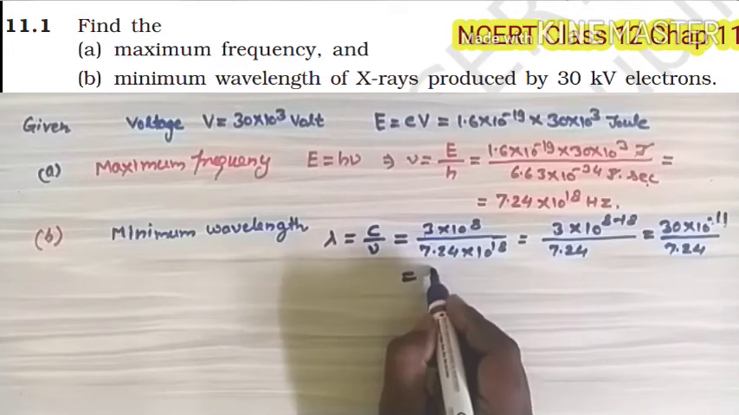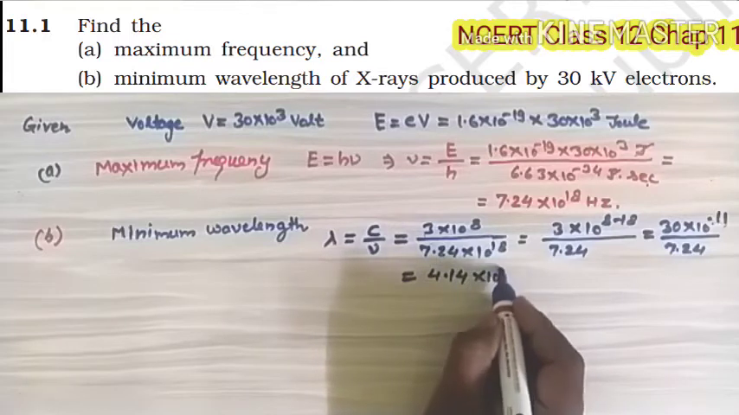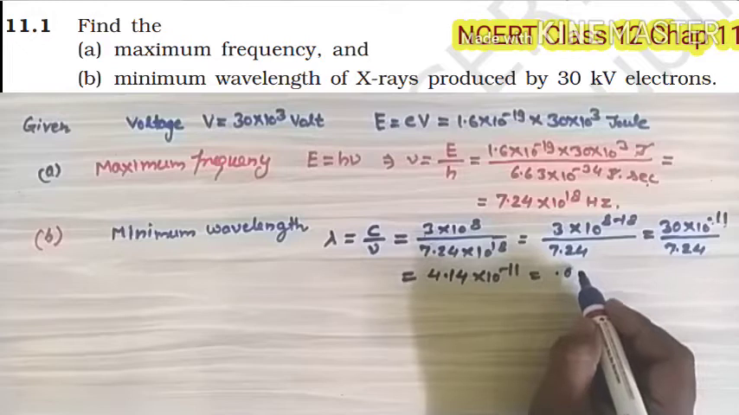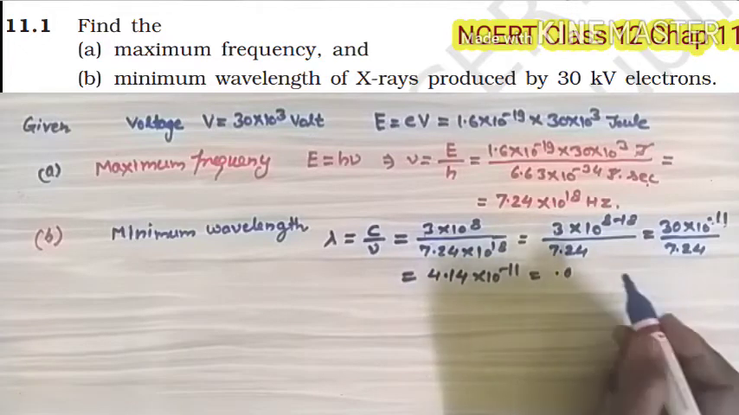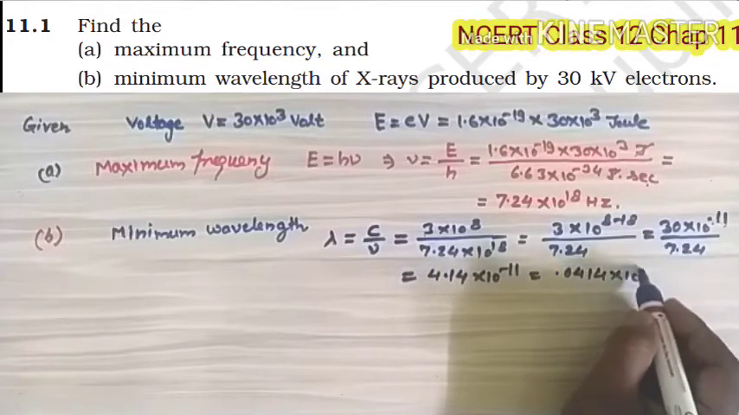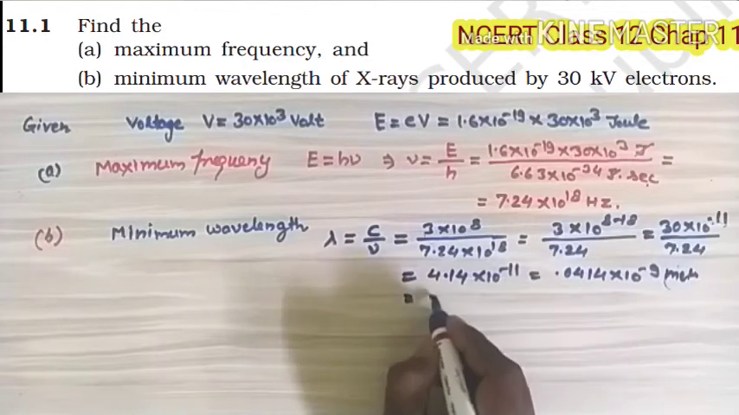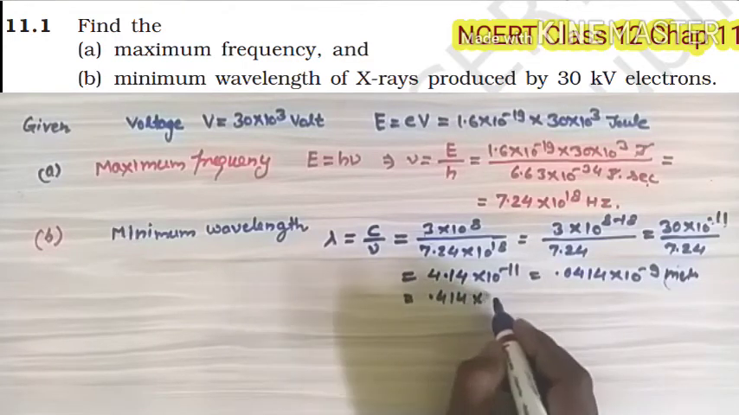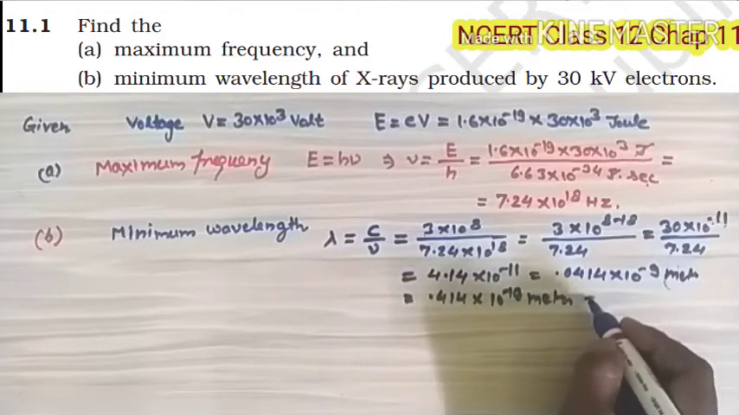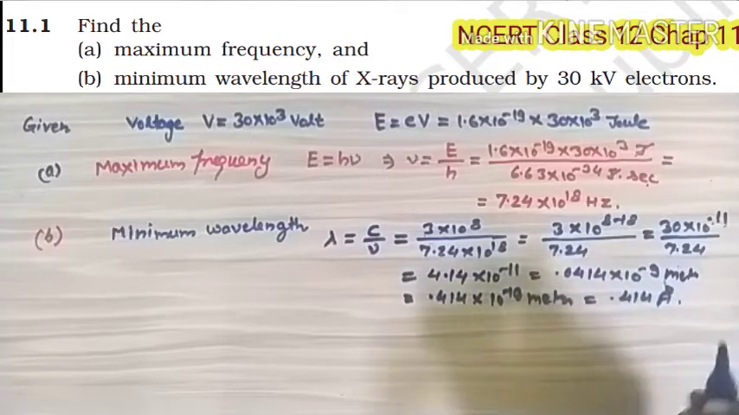So we get 4.14 × 10 power minus 11. Also we can write it as 0.0414 × 10 power minus 9 meter. Also it is 0.414 × 10 power minus 10 meter. So students, this value is 0.414 angstrom.